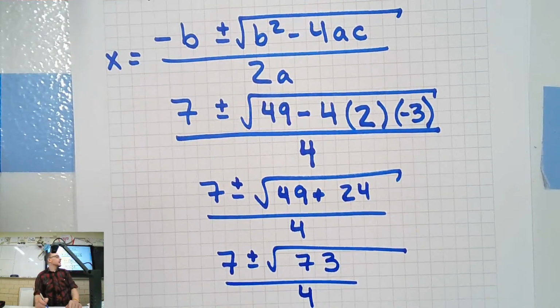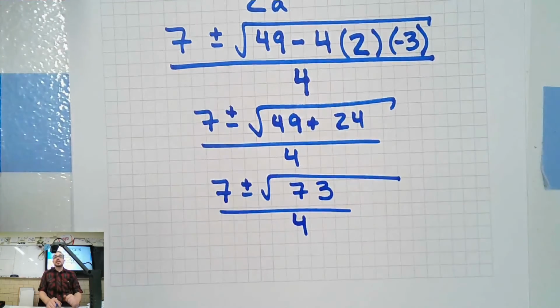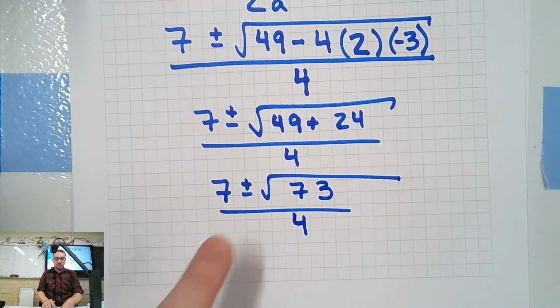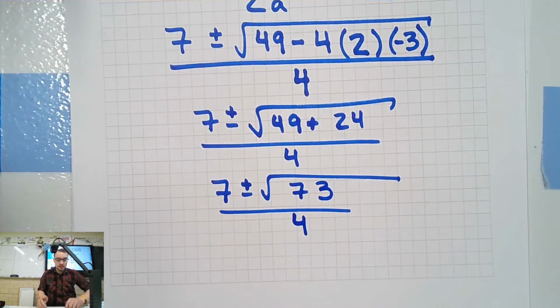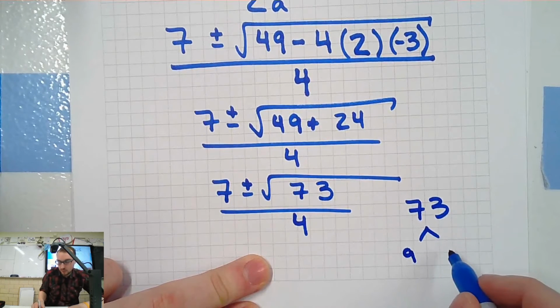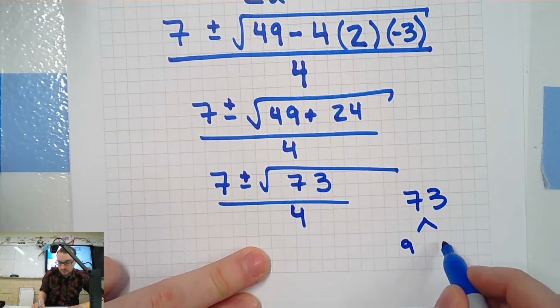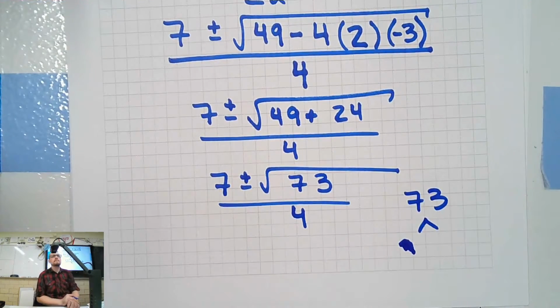Cool. Now, 73 is not a perfect root, right? Well, we should check and see if we can simplify it, because what if it's 4 root something? Well, then we divide by 4, right? Let's see if we can simplify it. 73 broken down. 9 and what? Oh, it's not. I'm thinking 72. My bad. 73 is prime. Yes.